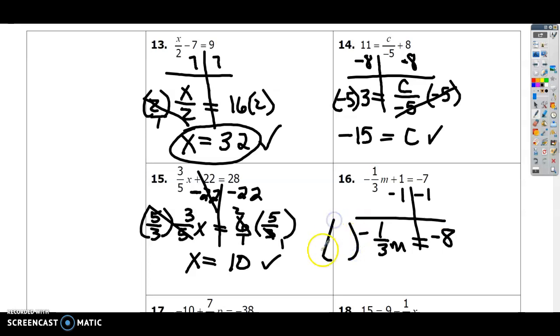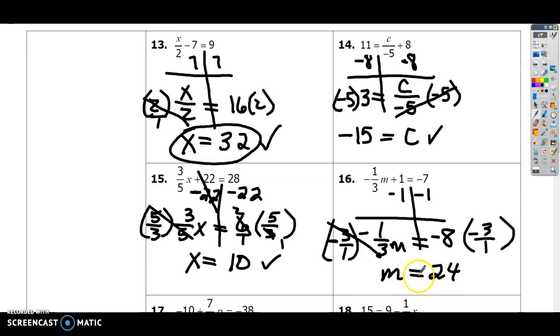All right, -1/3. I need to multiply by the reciprocal. I need this to be positive, so I have to multiply by the negative as well. And the reciprocal of 1/3 is 3 over 1. So -3 over 1. Negative times a negative is positive. Bring down my m. And I have negative 8 times negative 3, which is positive 24. So again, when you're adding negatives here, it stays negative. When you're multiplying negatives, it becomes positive.